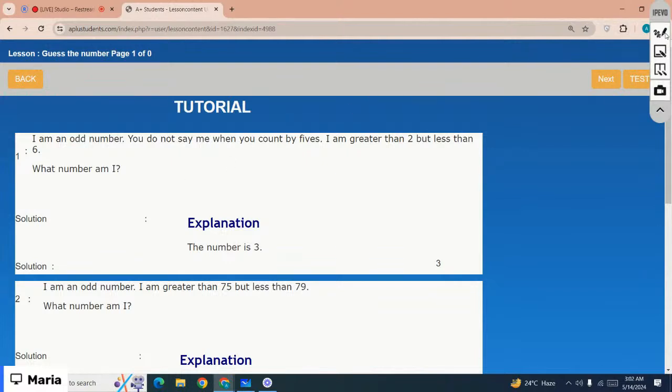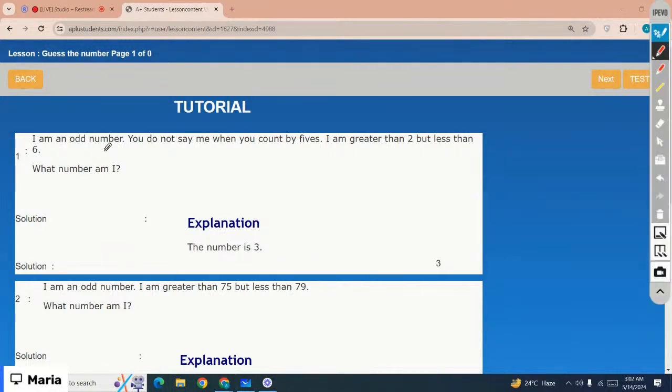So odd number it is, right? Also, you do not say me when you count by fives. I am greater than 2 but less than 6. Okay, greater than 2, you have 3, 4 and 5, right? Here you have you do not say me when you count by fives. That means 5 is not included. And that is an odd number. 4 is an even number. So the correct option is 3 because the only odd number here is 3. Got it? So the correct option is 3.